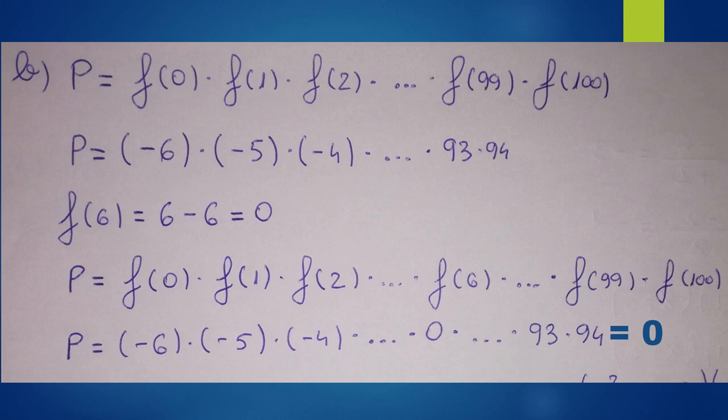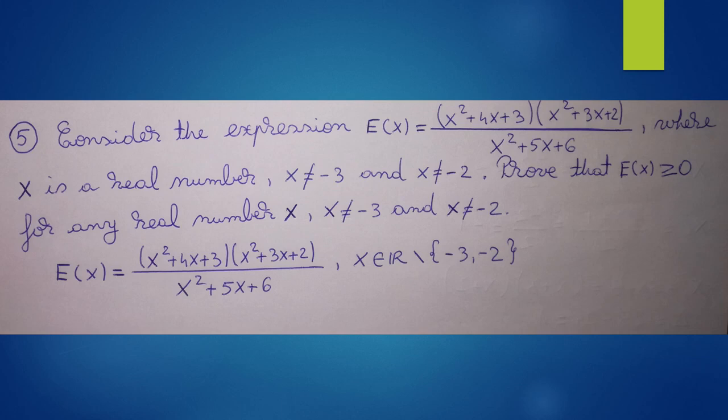Point B. The product f of 0 times f of 1 times f of 2 times dots times f of 99 times f of 100 is equal to minus 6 times minus 5 times minus 4 times dots times 93 times 94. However, f of 6 is equal to 6 minus 6, which is equal to 0. So we have one factor of 0 in this product, so the whole product will be equal to 0.